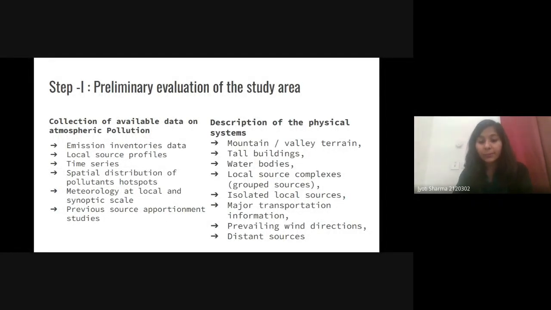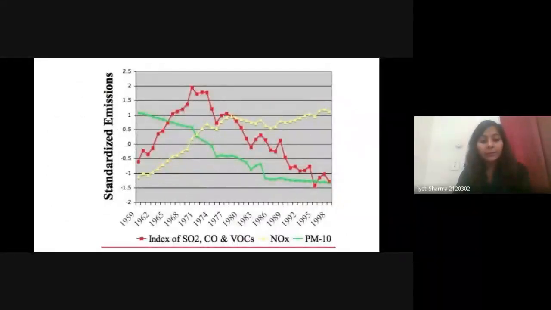before this receptor modeling. Okay, then here this is the time series that you are showing. You can see how, with time, different gases are increasing or decreasing. So this is the collection of the data set over time.